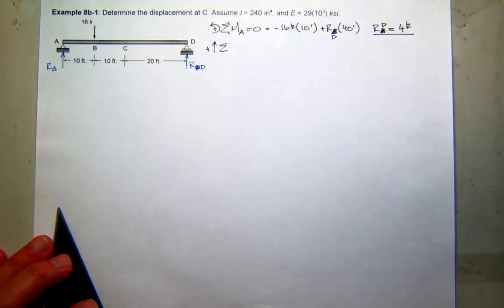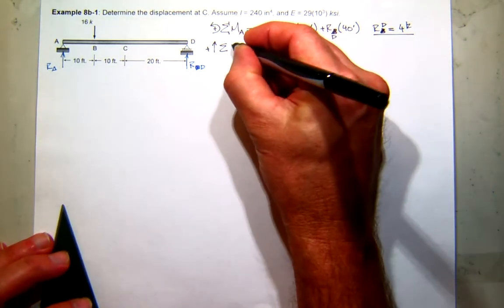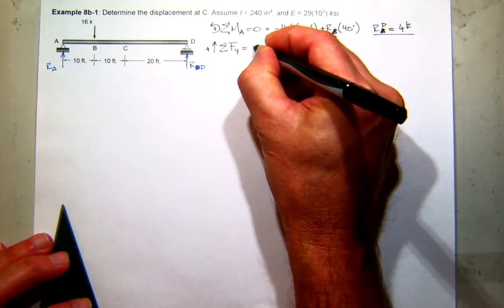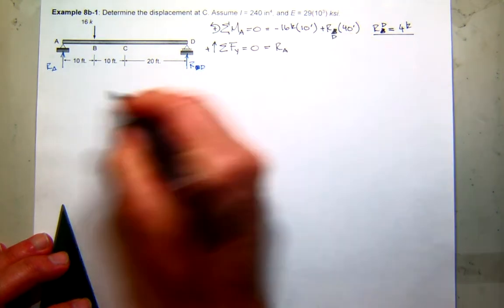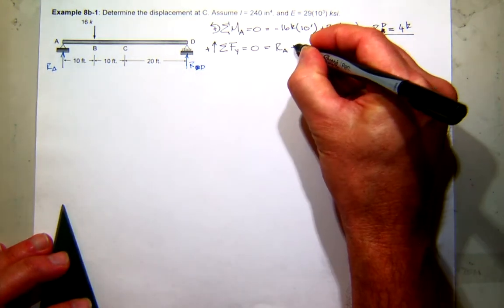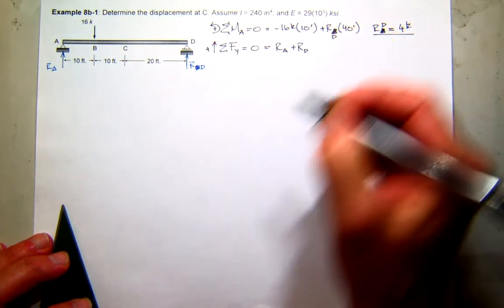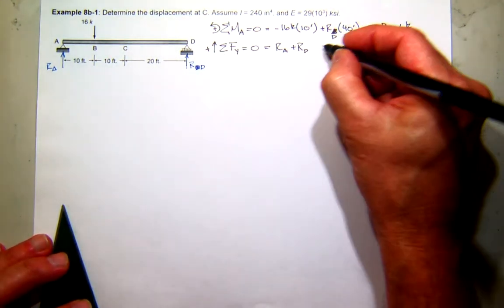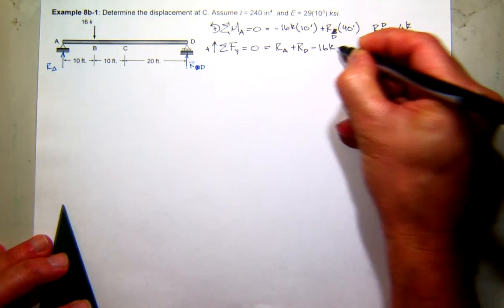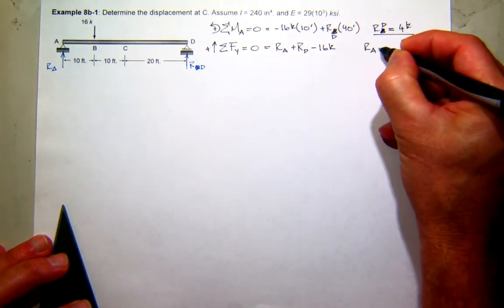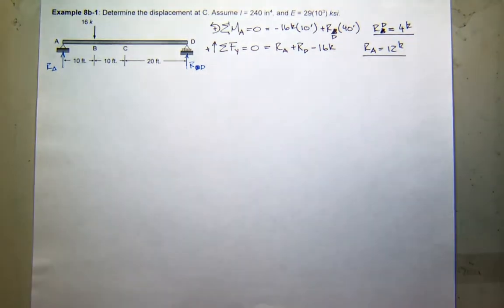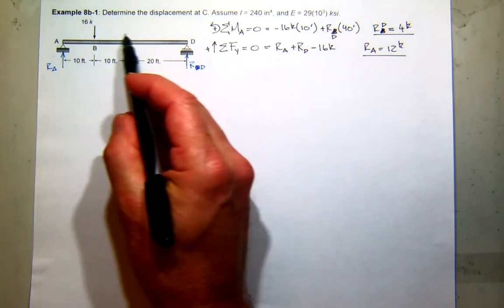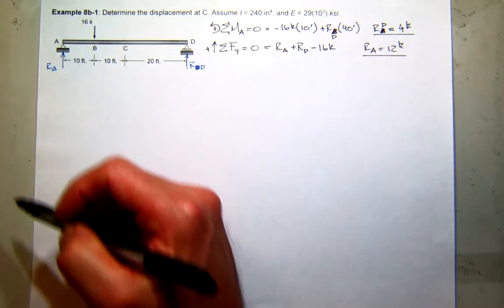That's ugly. I think you get the idea. Let's see if I can straighten this out next. So we'll sum forces in the y direction and make sure it's equal to 0. So I've got my reaction at A up, and my reaction at D is up. And my force 16 is down. So it looks like my reaction at A is 12. Did I get that right? That seems reasonable. Since your load is shifted to the left, you'd expect the left reaction to be higher.